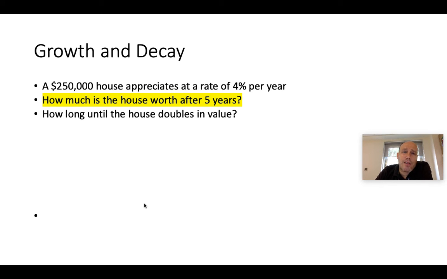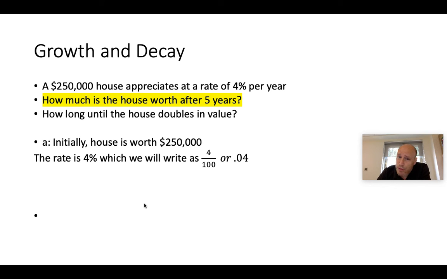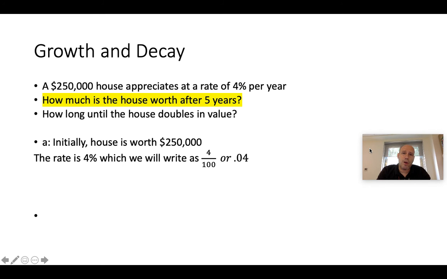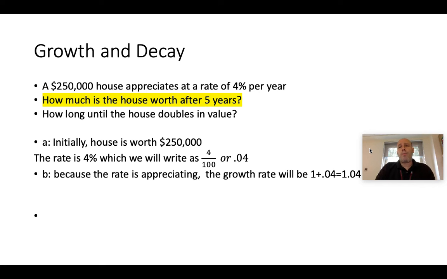A $250,000 house appreciates at a rate of 4% per year. First question, how much is the house worth after 5 years? And how long until the house doubles in value? Well, initially the house is worth $250,000. The rate, which is 4%, we will write as 4 over 100, or 0.04. Because the house is appreciating, the growth factor will be 1 plus 0.04, or 1.04. The time will be 5 years.